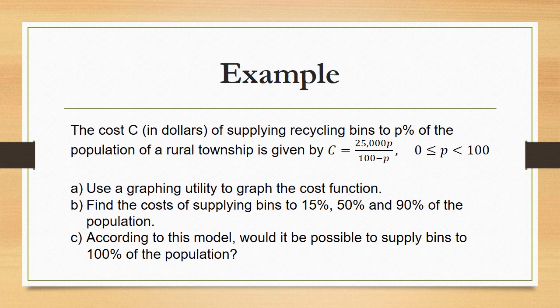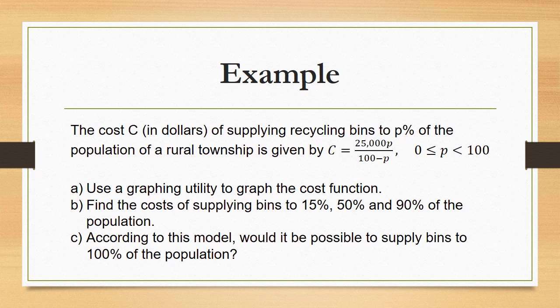Now a word problem, because we all love them ever so much. So let's look at this one. The cost in dollars of supplying recycling bins to P% of the population of a rural township is given by C equals 25,000 P over 100 minus P, where 0 is less than or equal to P, which is less than 100.